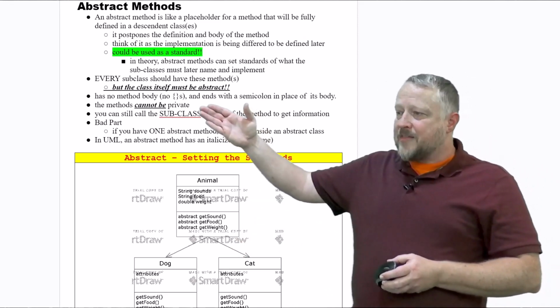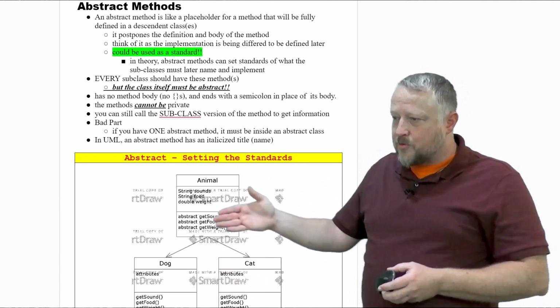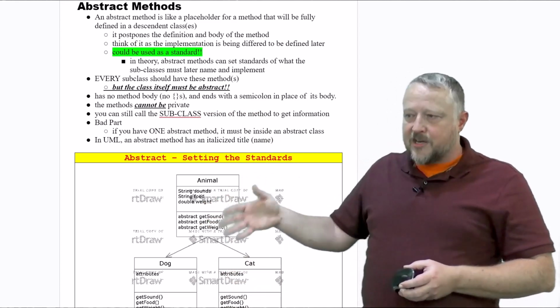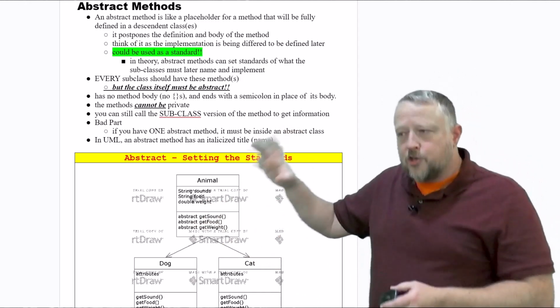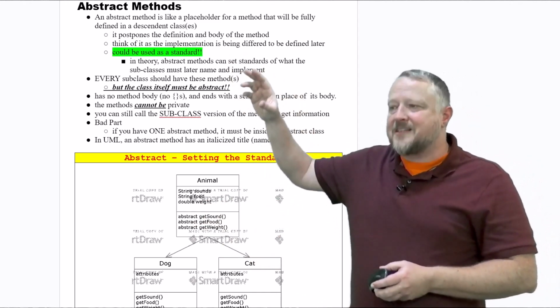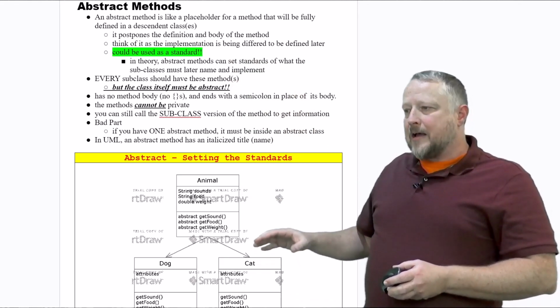Now, remember, that can't be private because otherwise I can't access it from this. So you don't see private abstract. You just see abstract or public abstract. That's what you're going to see most of the time. Okay. Use the abstract methods as a standard that's further defined later on.